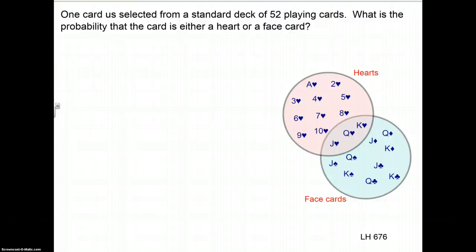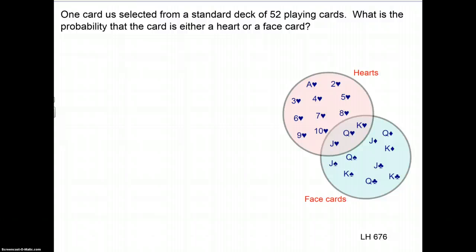Okay. So let's take a look at this one. We're taking a deck of cards, and you're selecting one card from the deck. We want to know the probability that the card is either a heart or a face card. So our sample space is the same. It's simply the 52 cards in the deck. But there are two different outcomes that we're interested in.